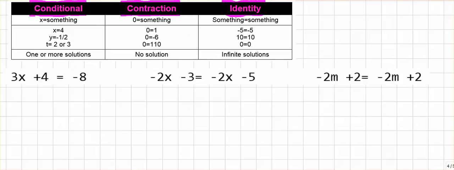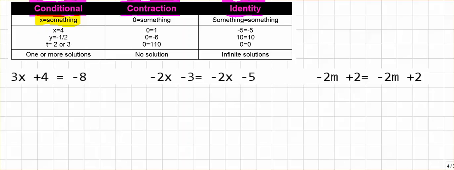When working with something that's conditional, you're going to get an answer. X is going to equal something. X will equal 4, Y will equal -1/2, or T will equal 2 or 3. Nothing wrong with having multiple answers.